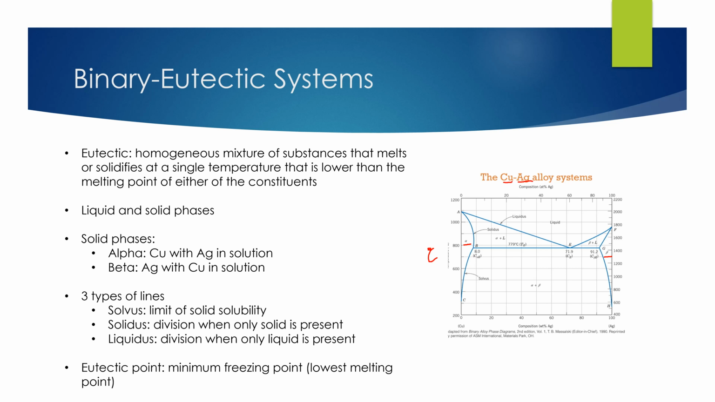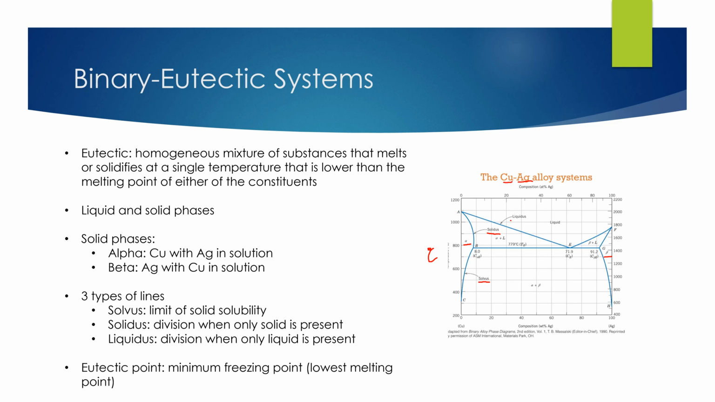Now, there are also three types of lines to consider, and the same principles with lines apply from simple phase diagrams to binary-eutectic, but we just have three specific lines that are different in this case. We have the solvus line present in the bottom left-hand corner, and this line indicates the limit of solid solubility. We then have the solidus line in the middle, which is the division when only solid is present. And if you look to the right of the solidus line, we see we only have the alpha solid present.